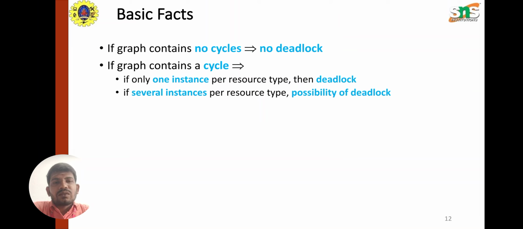Basic facts: if a graph contains no cycles, there is no deadlock. If a graph contains a cycle, then if there is only one instance per resource type, deadlock has occurred. If there are several instances per resource type, there is a possibility of deadlock.